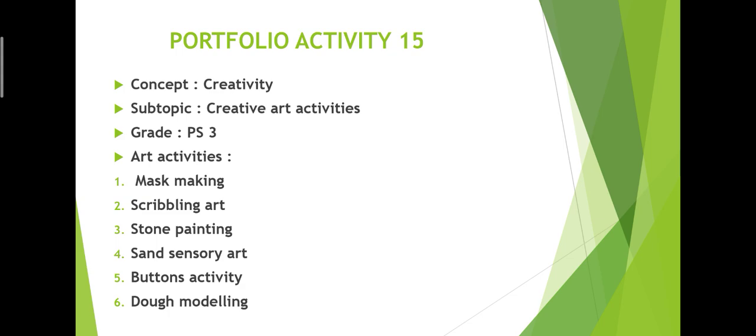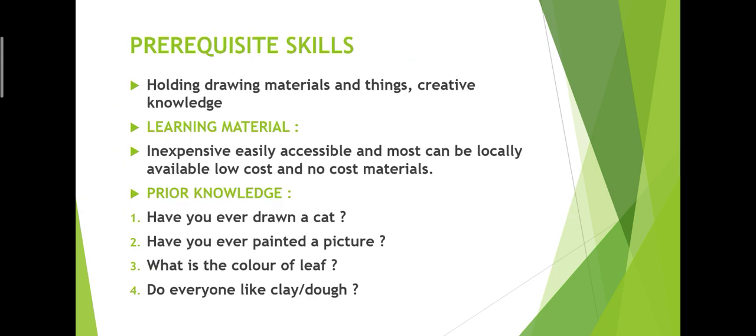First one is concept. Our concept is creativity and the subtopic is creative art activities for grade PS3, and the art activities are mask making, scribbling art, stone painting, sand sensory art, buttons activity and dough modeling. Then prerequisite skills: holding drawing materials and things, and creative knowledge. Then learning material: inexpensive, easily accessible, mostly locally available low cost and no cost materials.